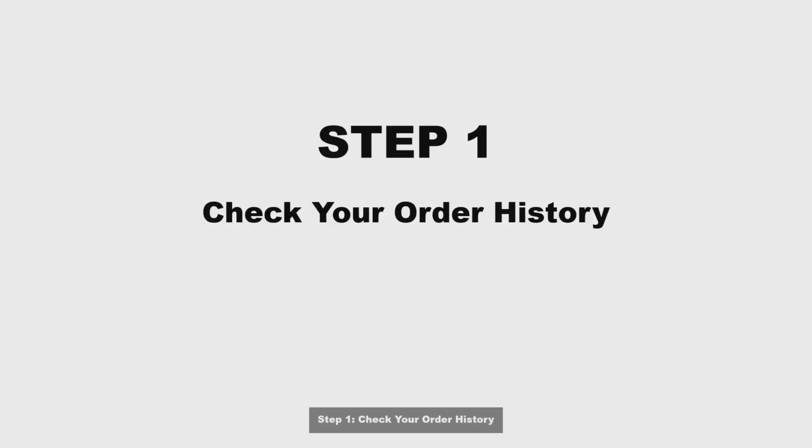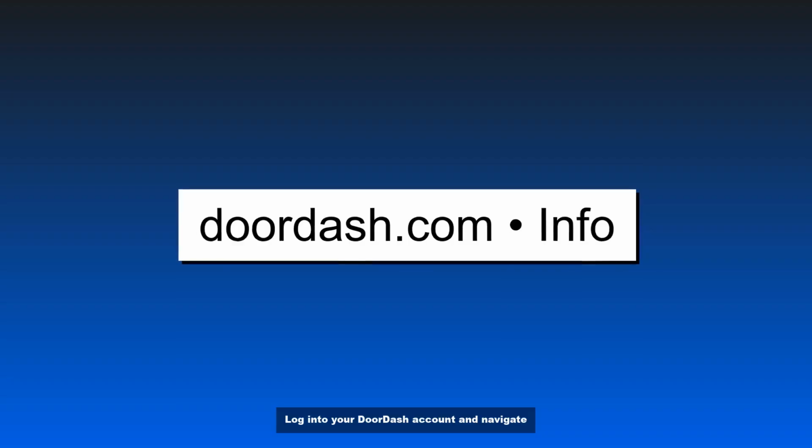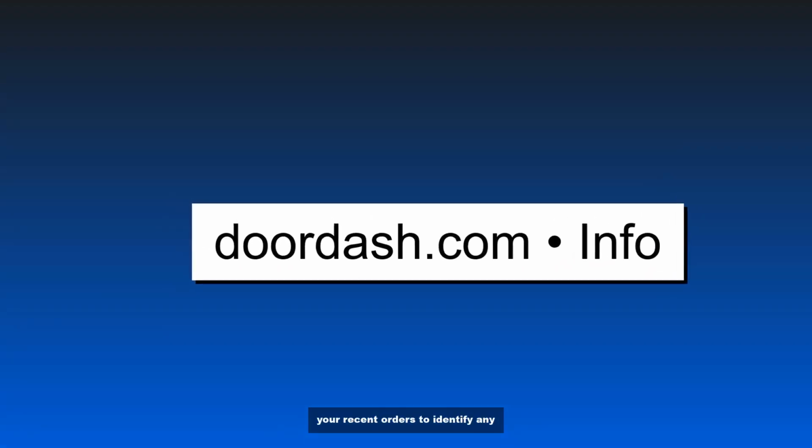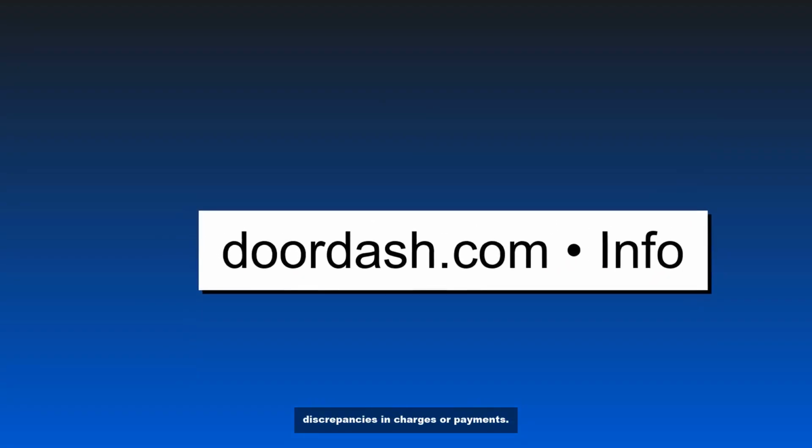Step 1. Check your order history. Log into your DoorDash account and navigate to your order history. Review the details of your recent orders to identify any discrepancies in charges or payments.